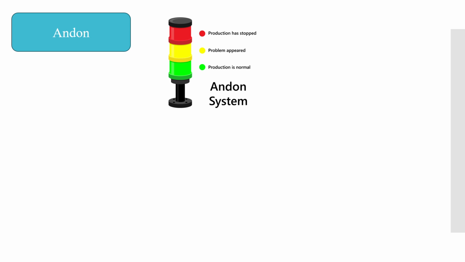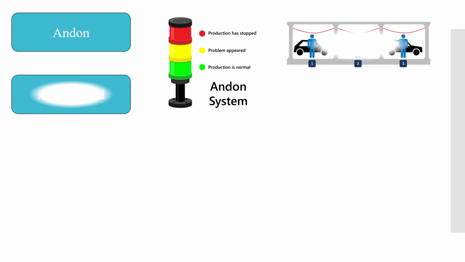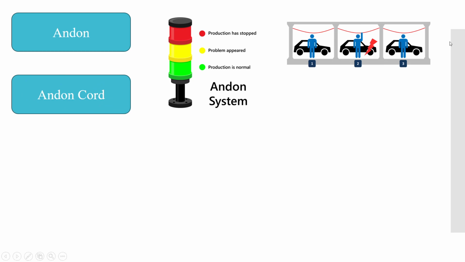It is nothing but the indication of the abnormality with the help of light. Second tool which we can use is add-on cord. Add-on cord is nothing but on every workstation there will be a cord upside where the operator can raise the cord and highlight the abnormality to the whole shop floor.